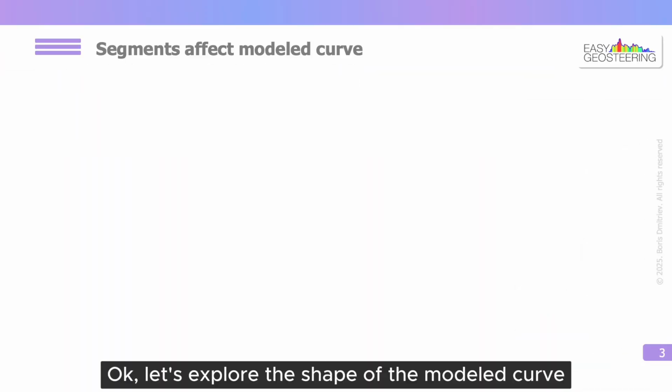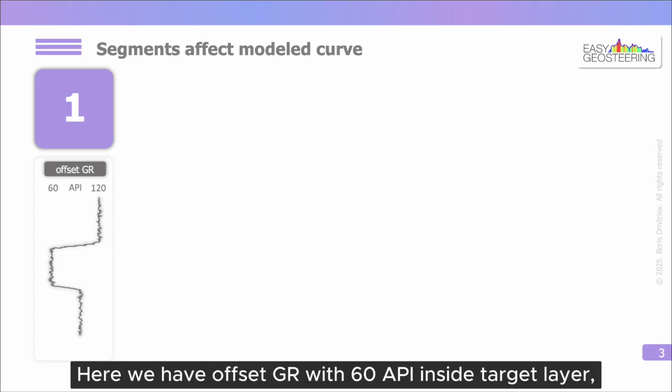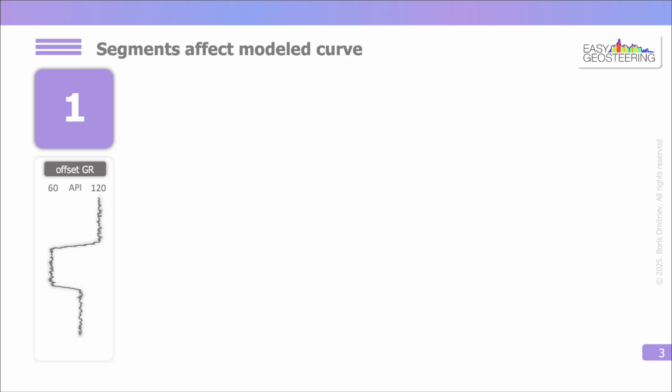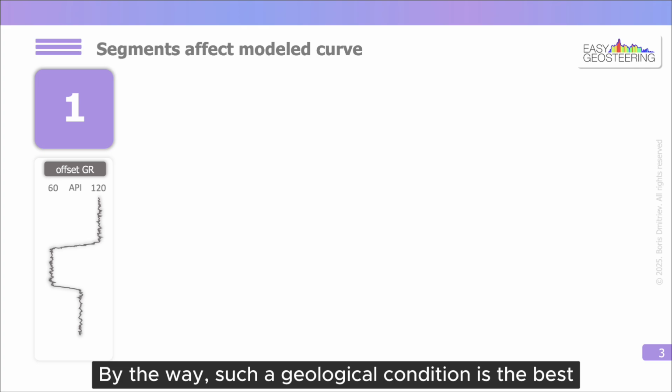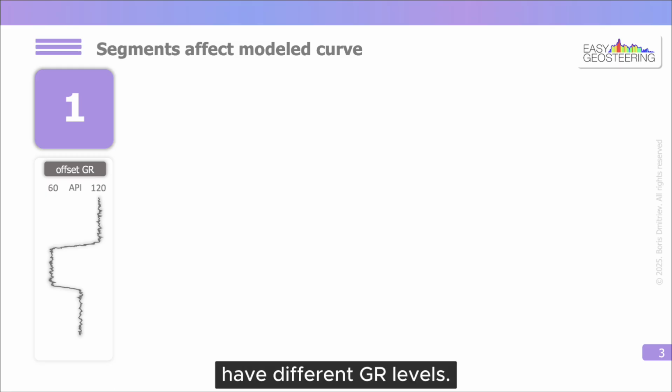Okay, let's explore the shape of the modeled curve in more detail with simplified examples. Here we have offset gamma ray with 60 API inside target layer, 90 API in the bottom and 120 in the top. By the way, such a geological condition is the best for geosteering because we can easily identify where we are, since 3 different formations have different gamma ray levels.